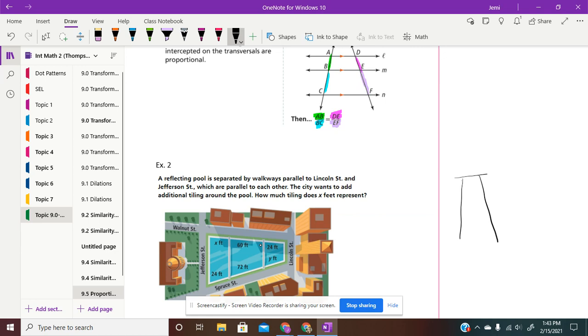Right? So the top here is Lincoln. And then I've got a parallel line and another parallel line. And this parallel line down here is Jefferson. And I have these measurements. So this is 24 feet, Y, 60, 72, X, and 24.